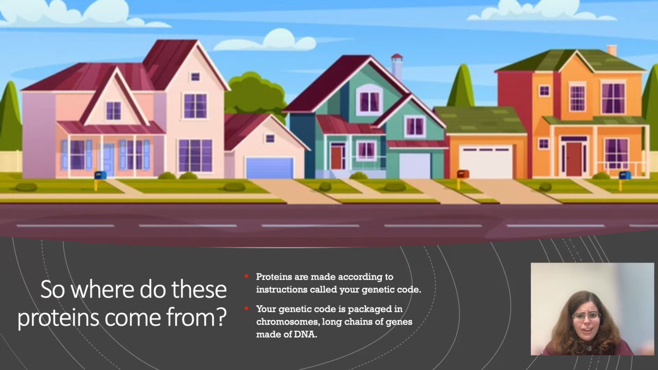Where do these proteins even come from? Well, proteins are made according to a series of instructions that we call your genetic code. This genetic code starts off with a long string of DNA that we package up super tightly into packages that we call chromosomes. You get 23 chromosomes from mom and 23 chromosomes from dad that together form 46 chromosomes in most of your cells.